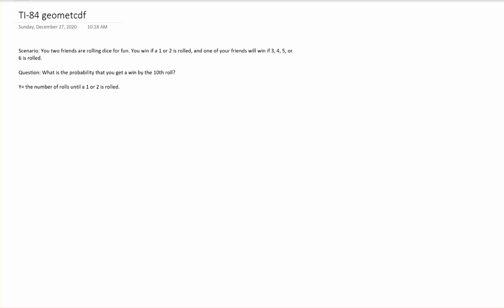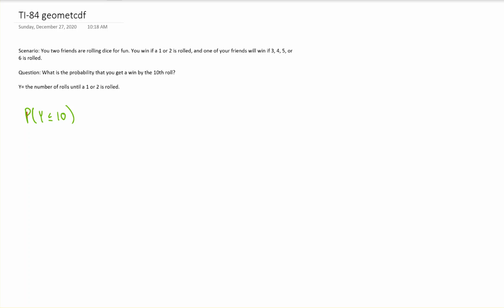So we're going to let Y be the number of rolls until a 1 or a 2 is rolled. And this is a geometric setting. You can go check that if you want. I checked the geometric setting in my other video. I'm going to skip it here for time reasons. But what we are interested in is the probability that our geometric random variable is less than or equal to 10. So the probability that you'll get a win by your 10th roll.